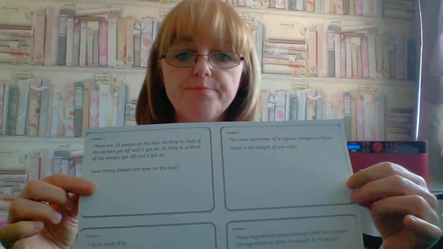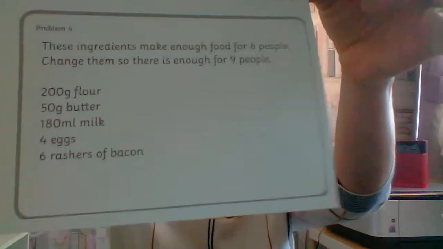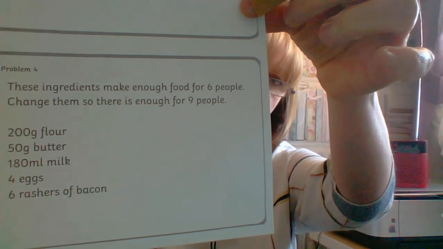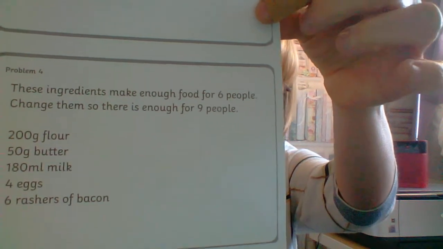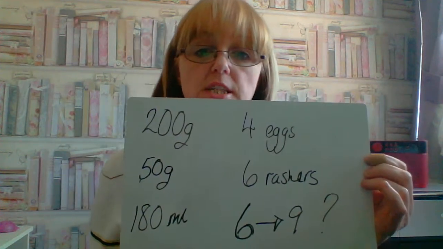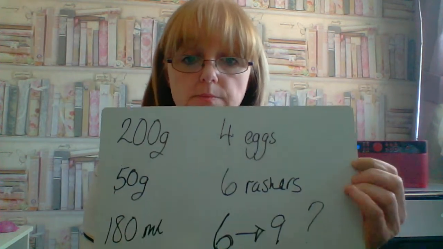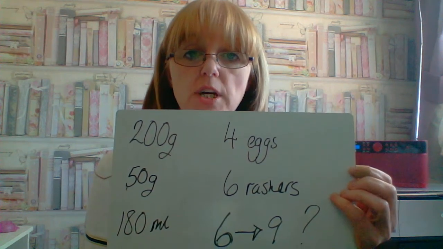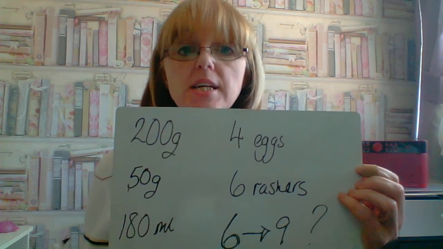So also you had maths yesterday, and you should have been doing 2 of these problems each day. Yesterday, one of them that you would have been doing was problem 4. These ingredients make enough food for 6 people. Change them so there is enough for 9 people. Now all these problems are asking you to do is use your knowledge to just work things out. So this is all based on multiples of 3, because we know 6 and 9 are multiples of 3. We know 6 divided by 2 is 3, and we know 6 add 3 is 9.